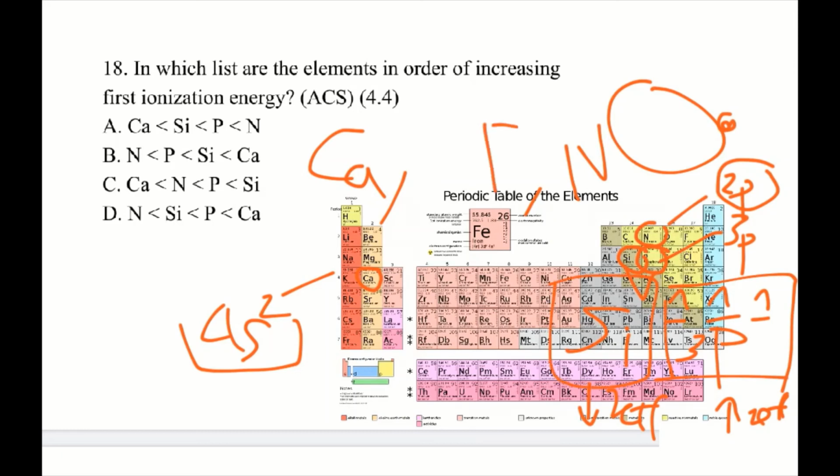So phosphorus will be the second highest, and the third highest, or the second lowest, would be silicon, and the answer would be, let's see, which one has that? So it would be A.